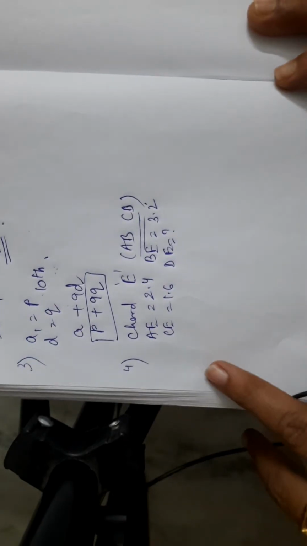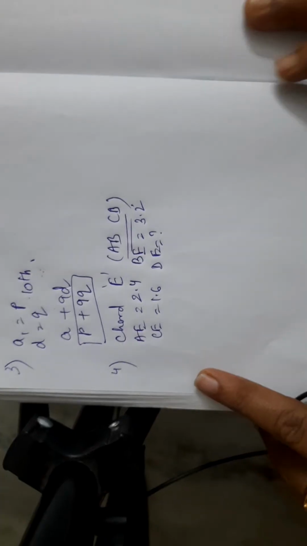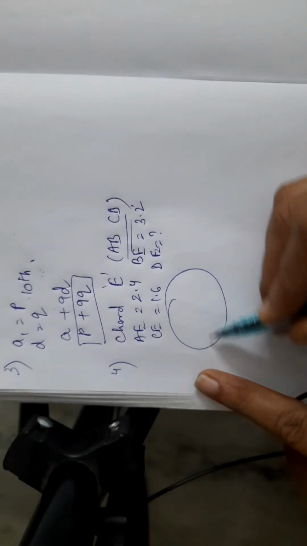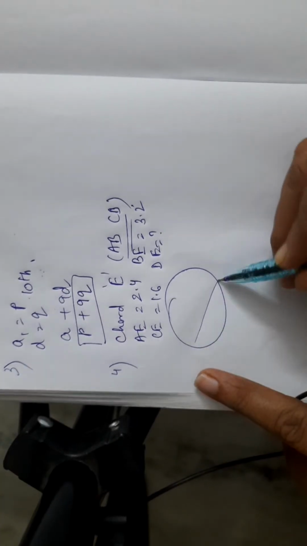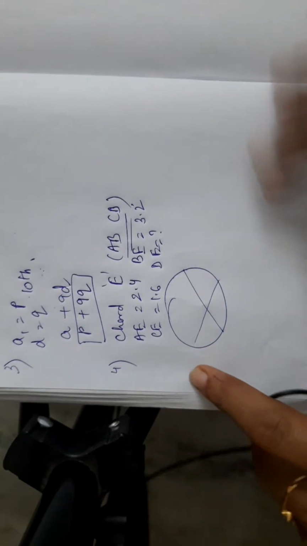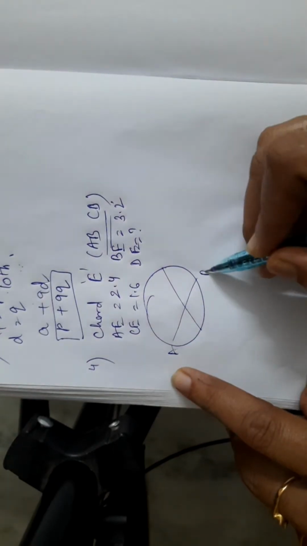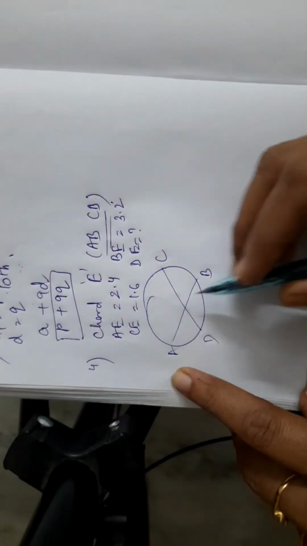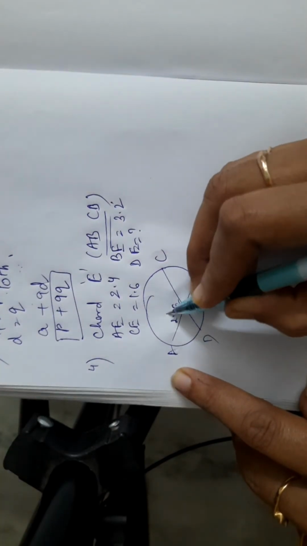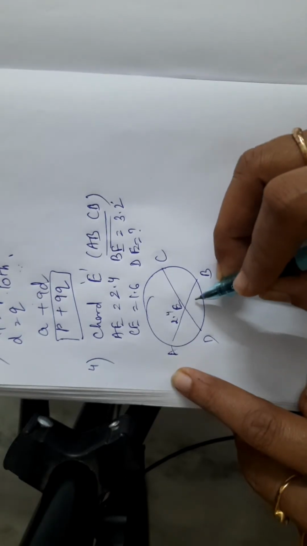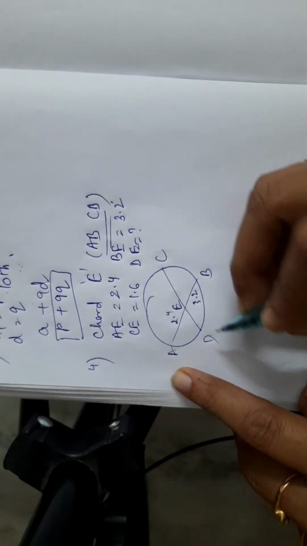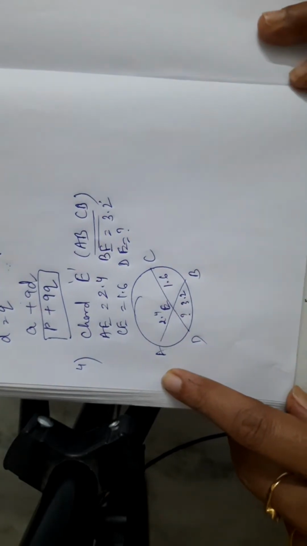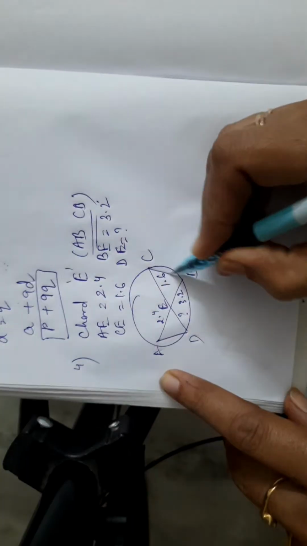Here it is given that two chords intersect at E. So if we draw a circle, we need to take two chords. The center is not given, so we'll not choose it. AB, CD, where AE is given 2.4, BE 3.2, CE 1.6. We need to find DE. So this you will do by similarity of triangles.